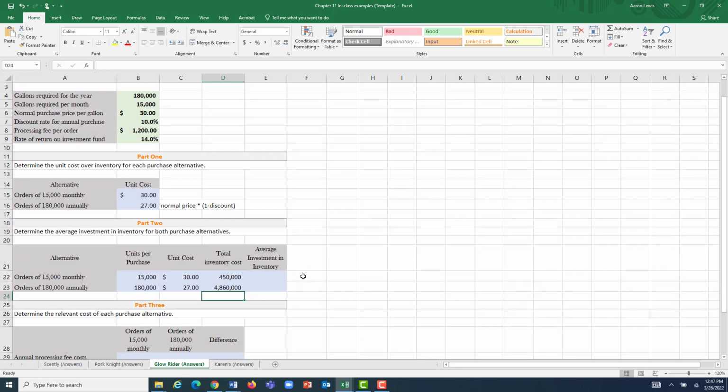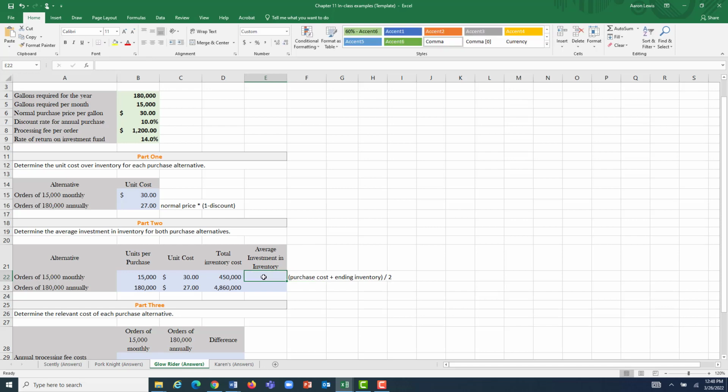So essentially all we need to do here is find the average between our total cost of each purchase, how much inventory we're going to have on hand immediately after we make the purchase, and zero because we don't have any ending inventory. So average investment in inventory is just purchase cost plus ending inventory divided by 2. How do you find the average of any two numbers? Add them together and divide by 2.